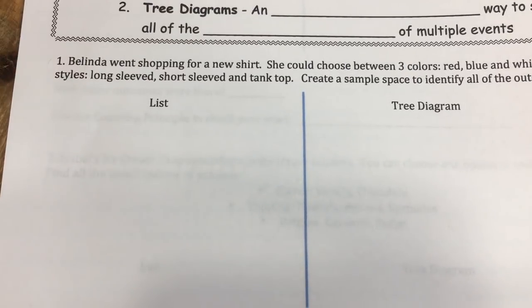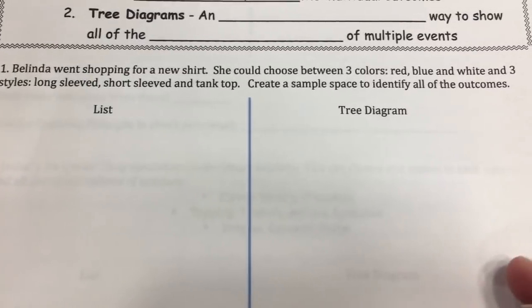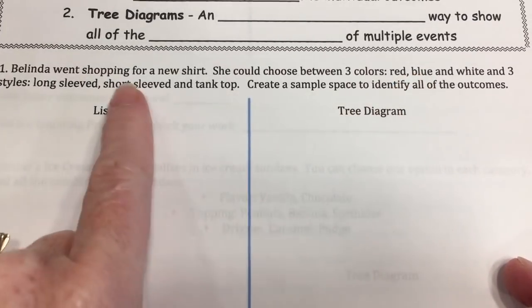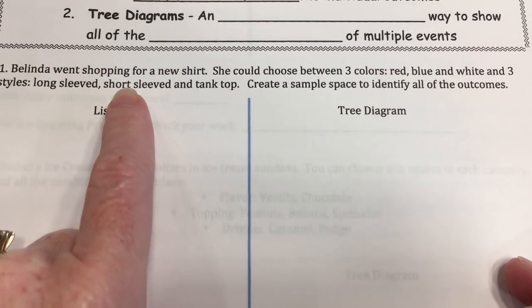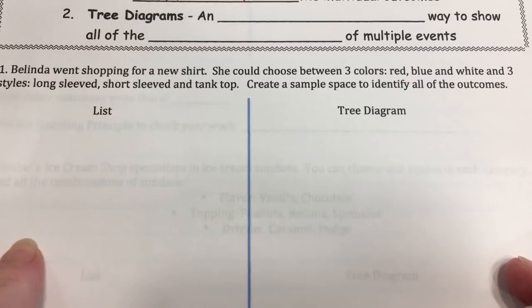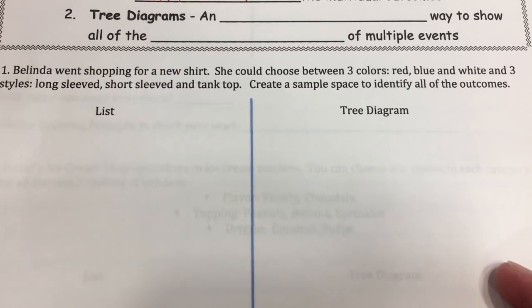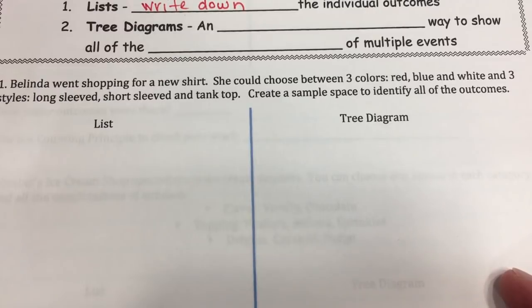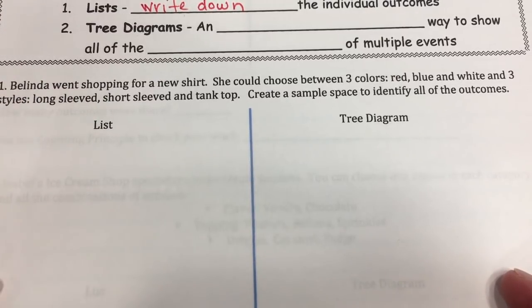All right, so let's look at the first example. Belinda went shopping for a new shirt. She could choose between 3 colors, red, blue, and white, and 3 styles: long sleeves, short sleeves, and tank tops. We want to create a sample space to identify all of the outcomes. Knowing it could be one of these 3 colors and one of these 3 styles, what are all the possibilities she could have gotten for her shirt? We're just going to make a list of all these things.